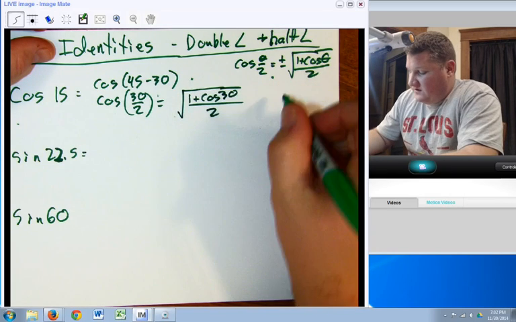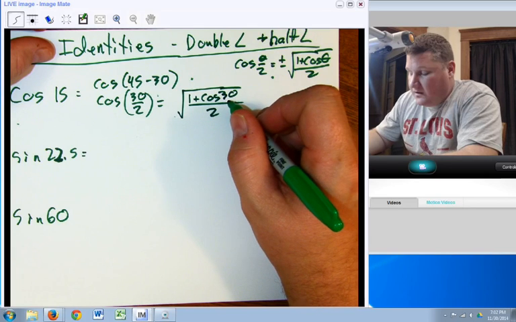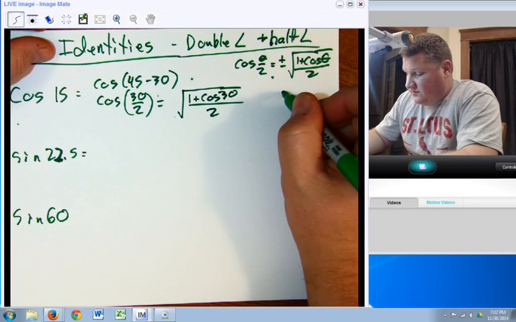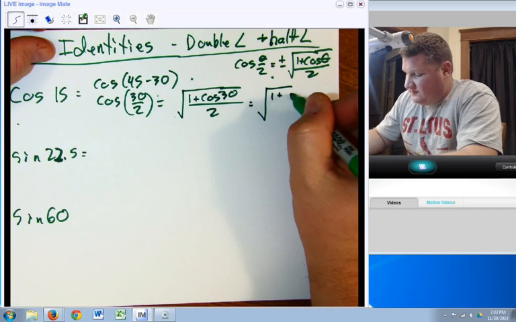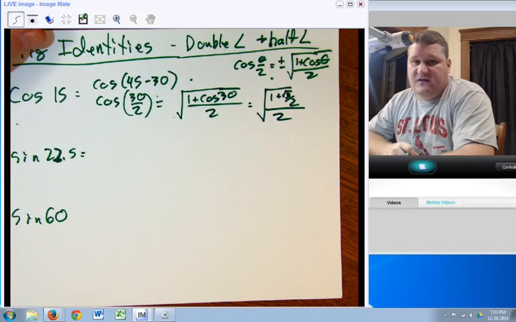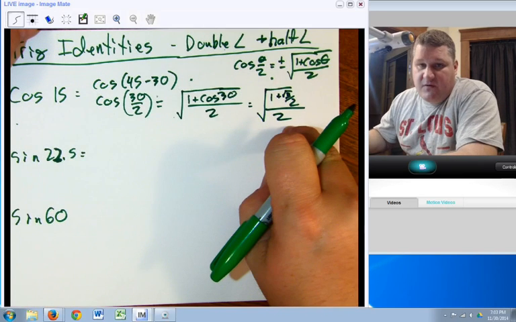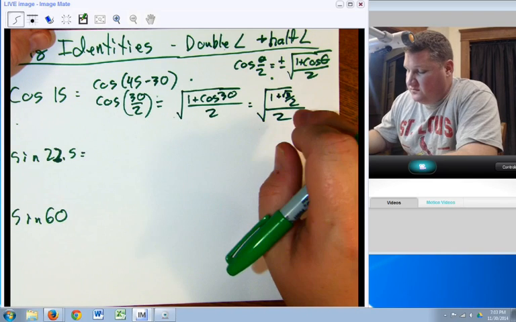Now, the cosine of 30 is very easy. Everybody knows the cosine of 30 is? That's right, it's square root of 3 over 2. So we say equals 1 plus the square root of 3 over 2 all over 2. Now, ladies and gentlemen, that is a fine way to leave it for now. At this point, you're really doing nothing more than simplifying, so leave it there.